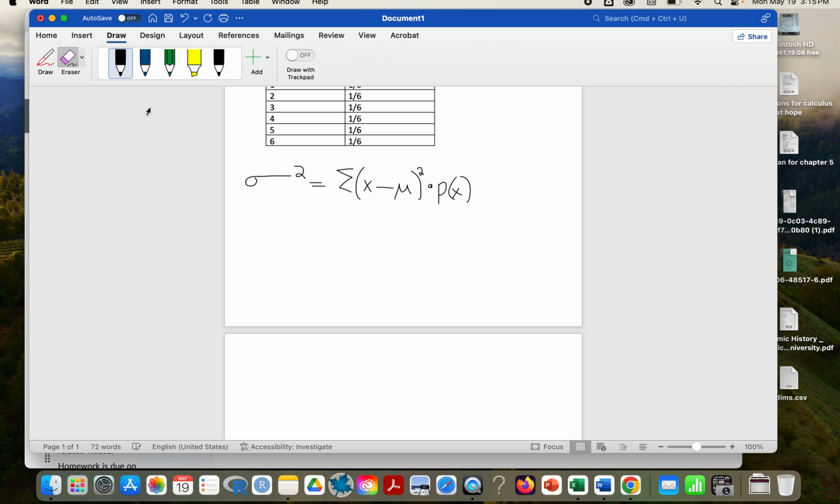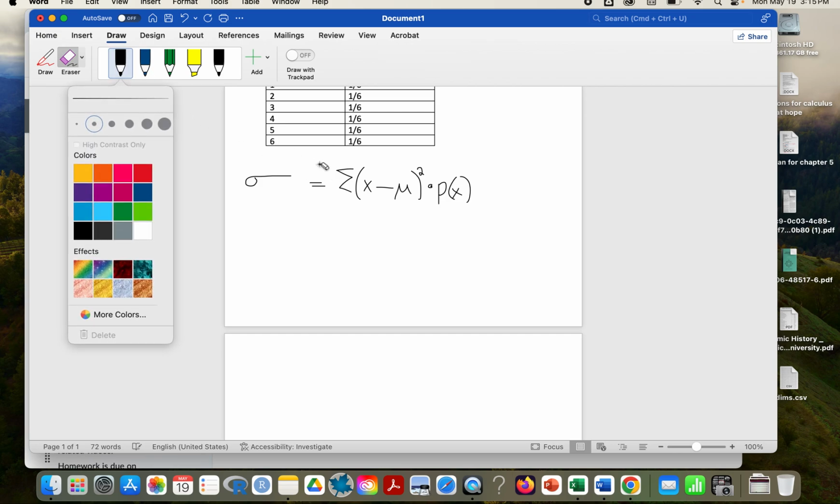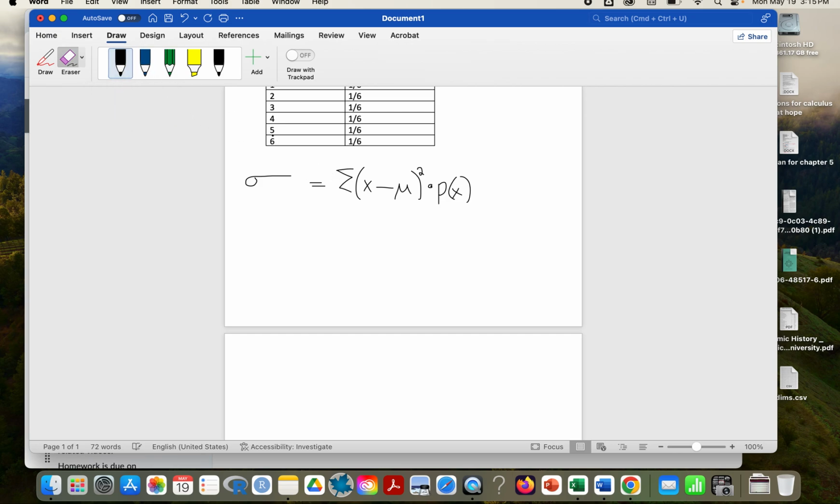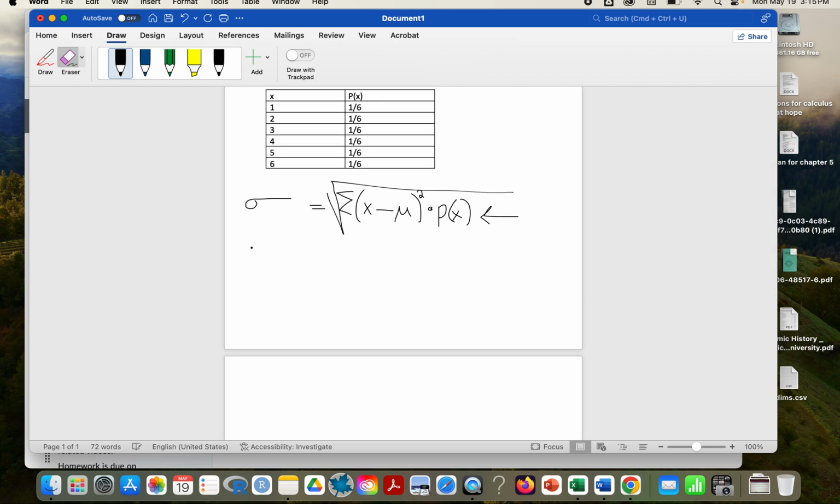All right. I'll say it this way. Suppose I erase the 2, and then I say, oh, now I'm looking for the standard deviation. I put the square root over that, but variance is what's inside. So here we go. We're going to take 1 minus 3.5 squared, and the probability of the 1 is 1/6. And then the summation tells us to add.